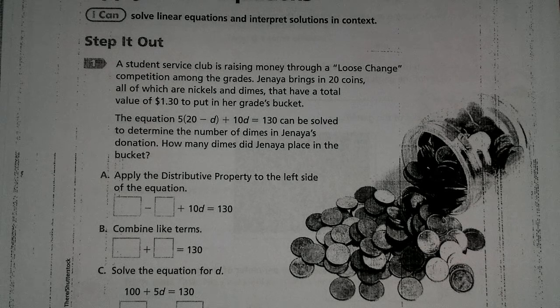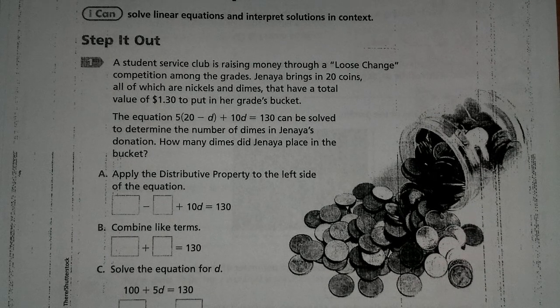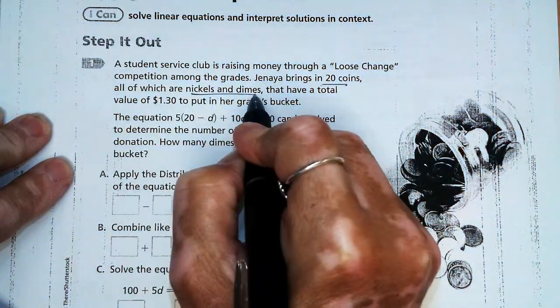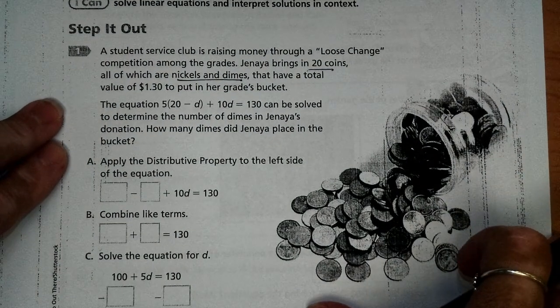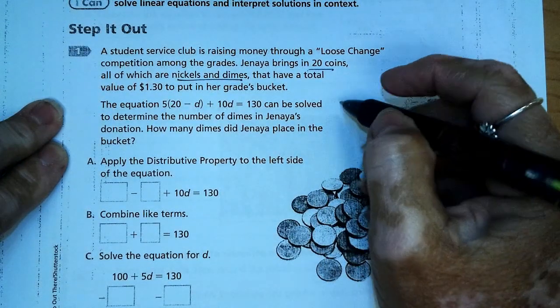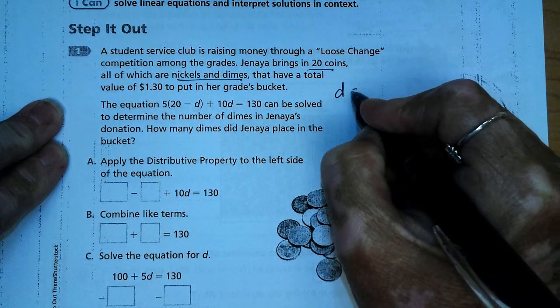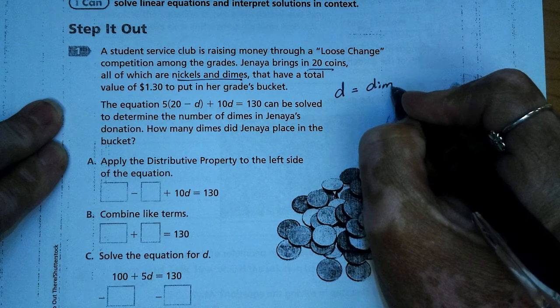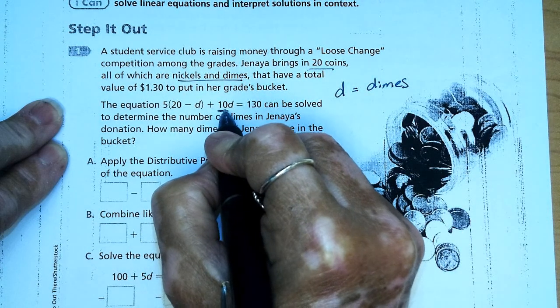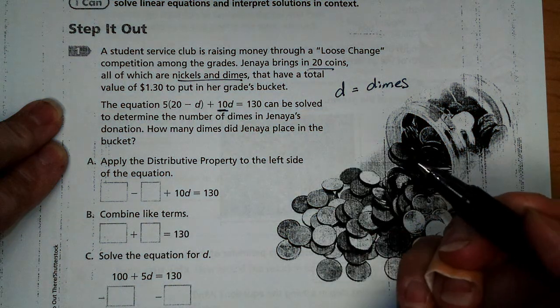All right, so it says a student service club is raising money through a loose change competition among the grades. Jenna brings 20 coins, all of which are nickels and dimes that have a total value of $1.30 to put in her bank. So we have to let something be D. We're going to let dimes be D, and then we have to multiply that times the value of a dime, which is 10 cents.